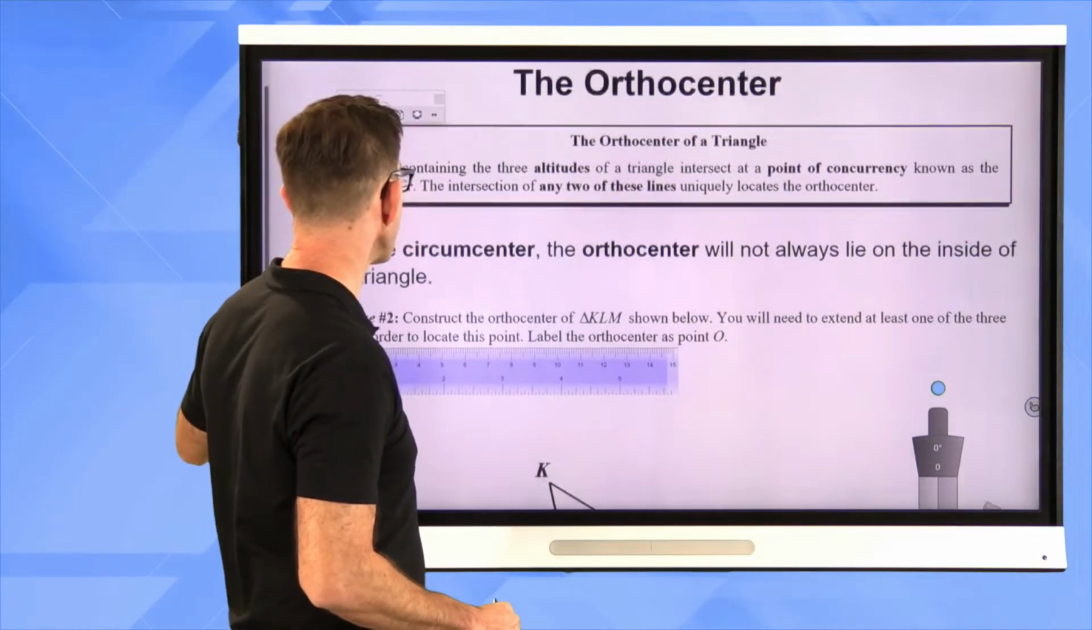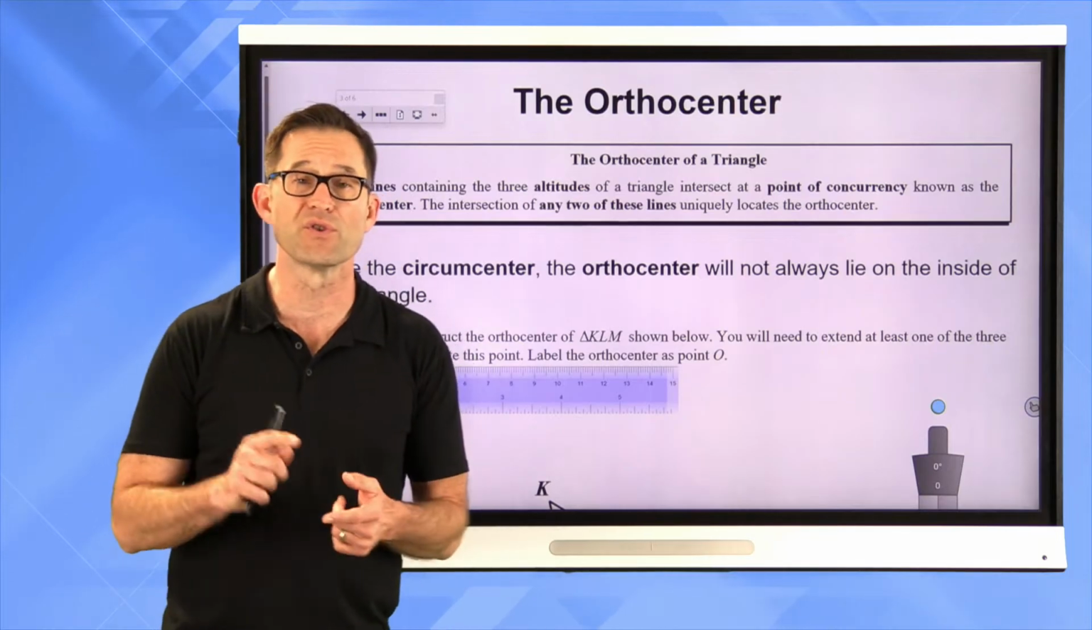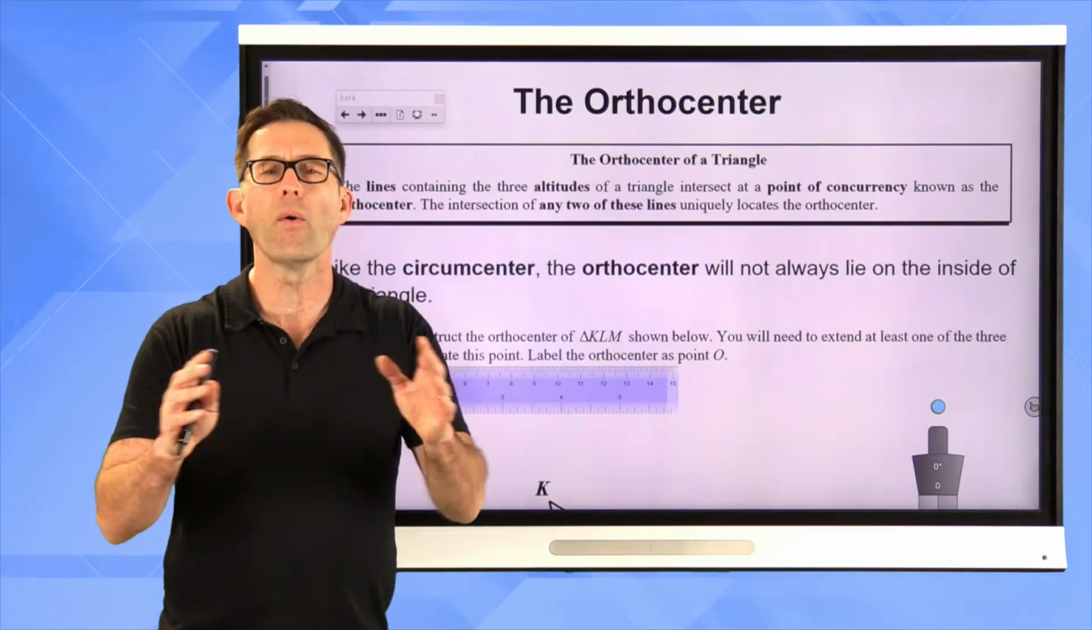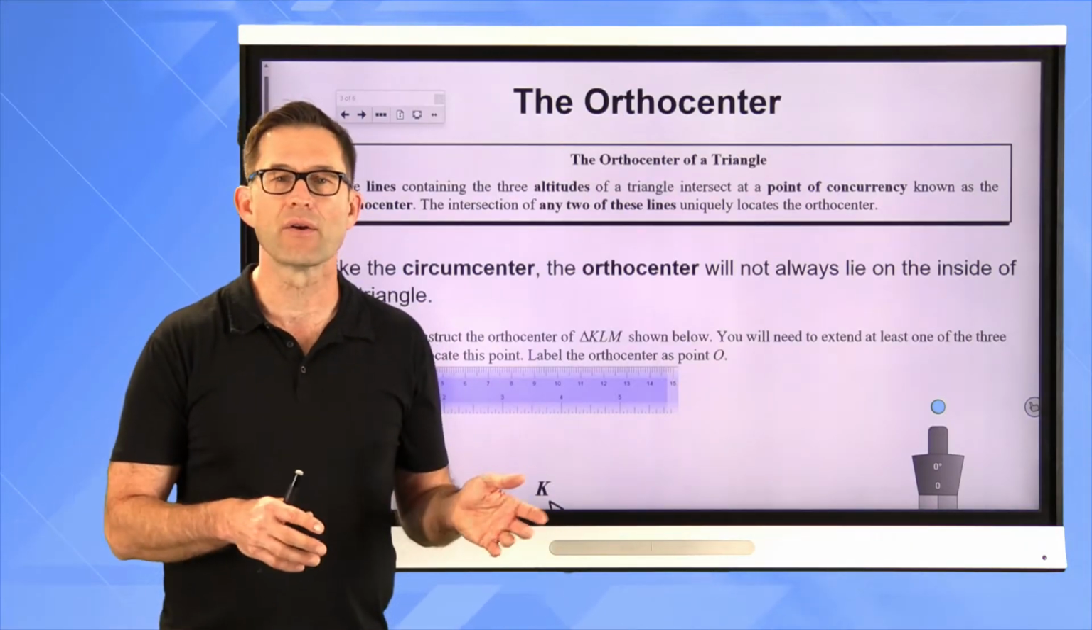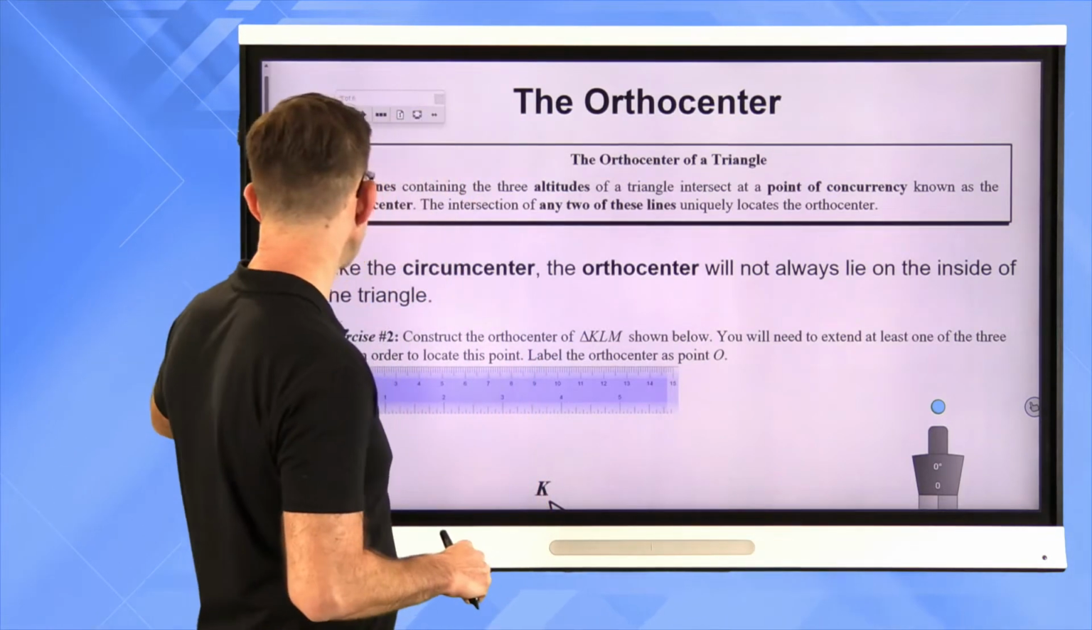Let's take a look at the orthocenter of a triangle. The lines containing the three altitudes of a triangle intersect at a point of concurrency known as the orthocenter. The intersection of any two of these lines uniquely locates the orthocenter. Like the circumcenter, the orthocenter will not always lie on the inside of the triangle. So remember, at this point we have three points of concurrency: the circumcenter, the incenter, and the orthocenter. The incenter always lies inside of the triangle, but the circumcenter can either lie inside or outside of a triangle. So let's take a look at another problem.